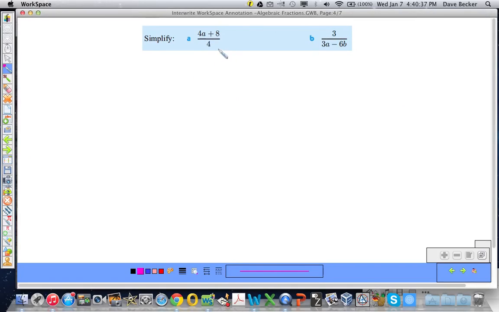Factoring, okay? Again, you might be tempted, a common error is just to do that. No, you can't, because there's a plus there, and there's not any multiplication going on here. 4a plus 8 over 4. Okay, so that's a no-no. You can't do that. But if you look up top with a 4 and an 8, I can write that as 4 times a plus 2. I factor out a 4 over 4.